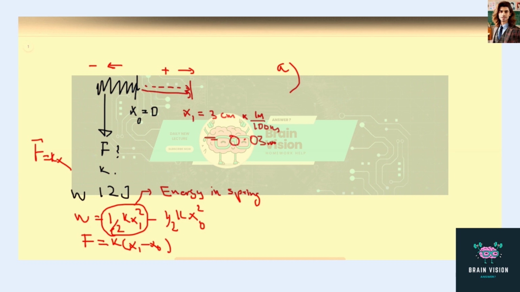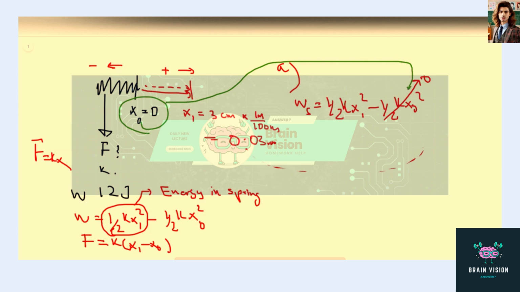That's our goal. So the work done in stretching the spring is 1/2 kx1 squared minus 1/2 kx naught squared. This part is going to be 0 because, sorry, not the final position, but the initial position is 0. So this initial position right here is 0, which makes the whole energy at the beginning 0. The energy used to stretch the spring is 12 joules, and we want to solve for k.